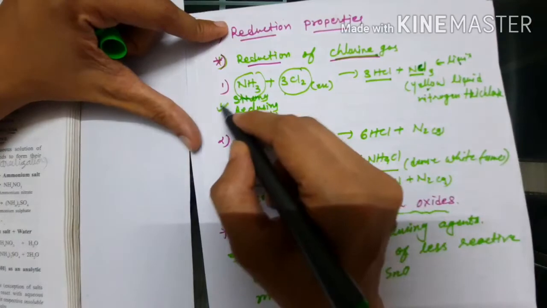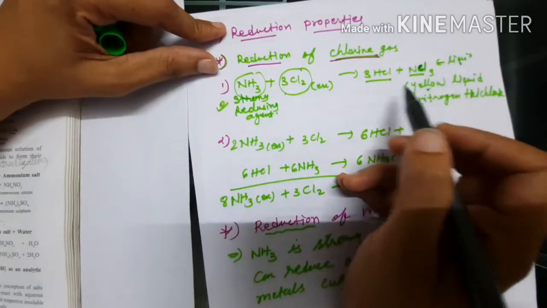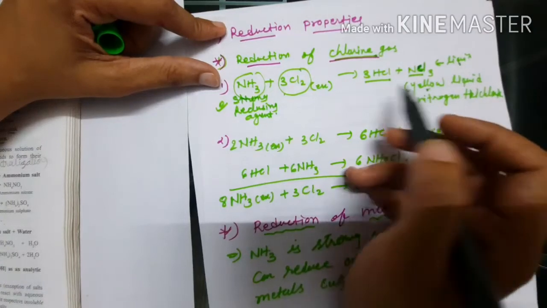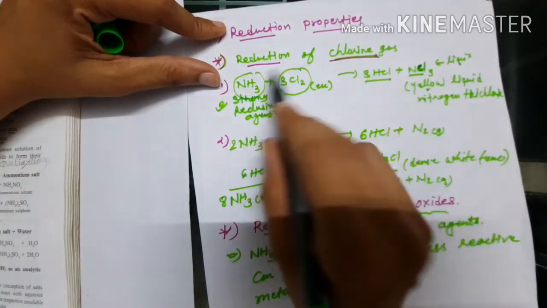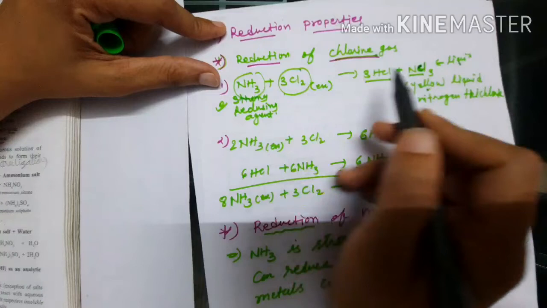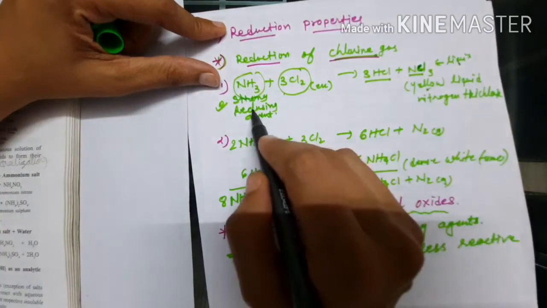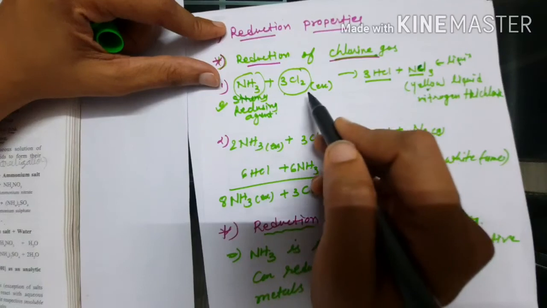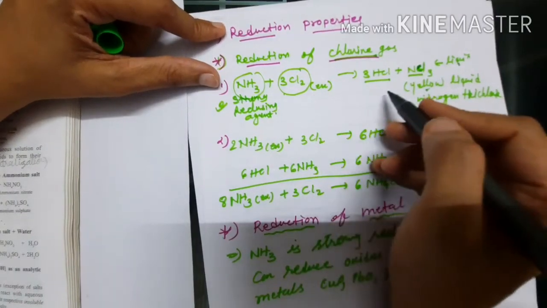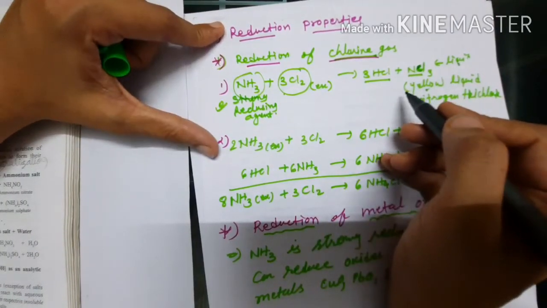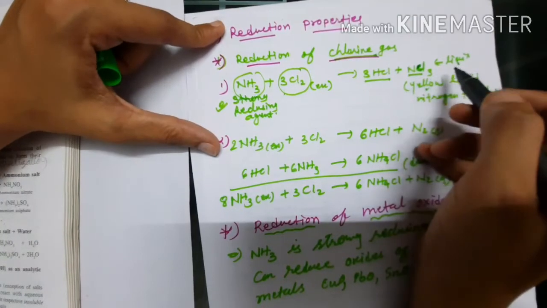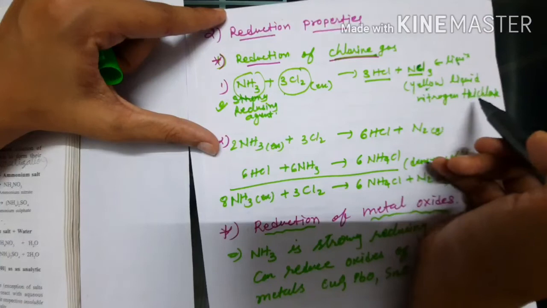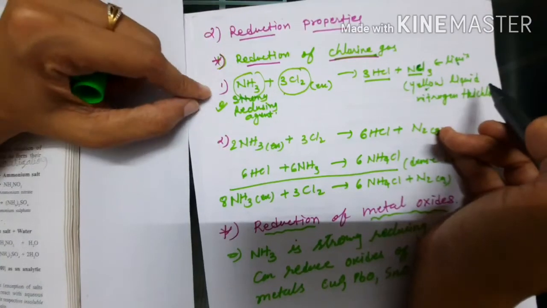Remember, this is a very important reaction for the reduction reaction. What is the reduction reaction? Addition of hydrogen. So here in chlorine gas, hydrogen is added, and through that it forms hydrochloric acid. So when ammonia reacts with an excess amount of chlorine gas, it forms HCl gas and a yellow color liquid, nitrogen trichloride. Got it? I hope you understand this.